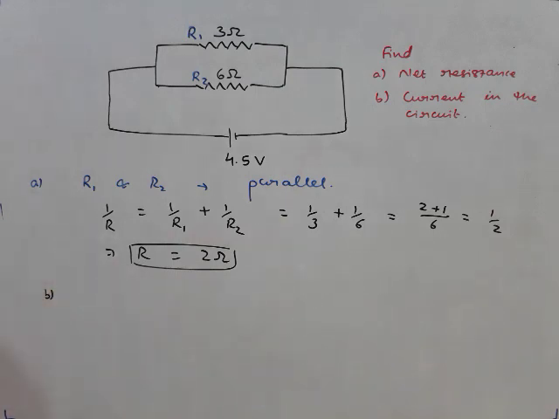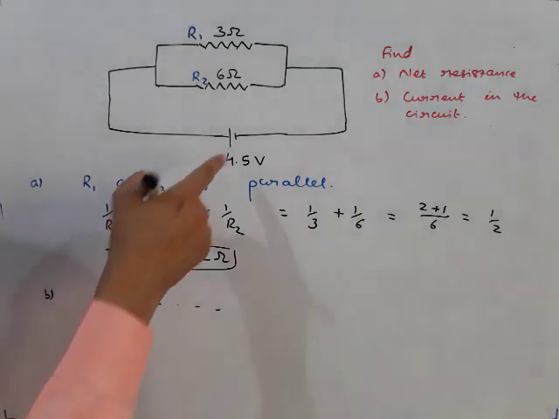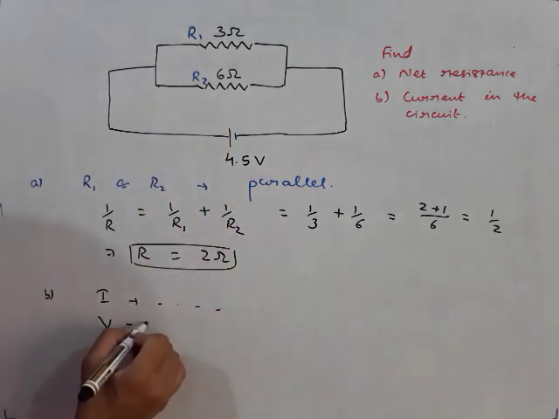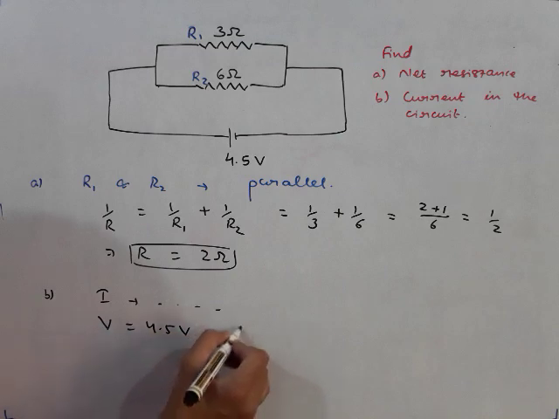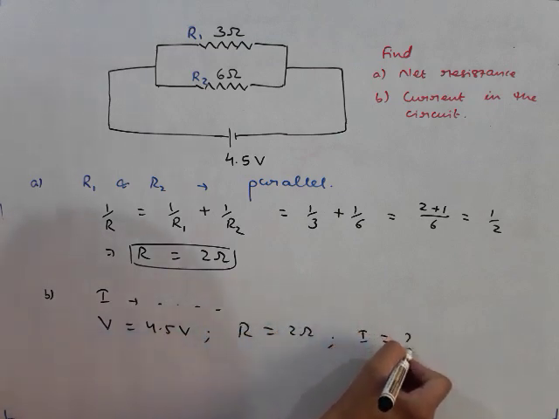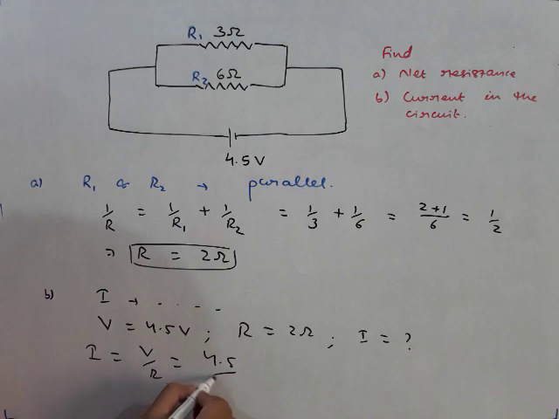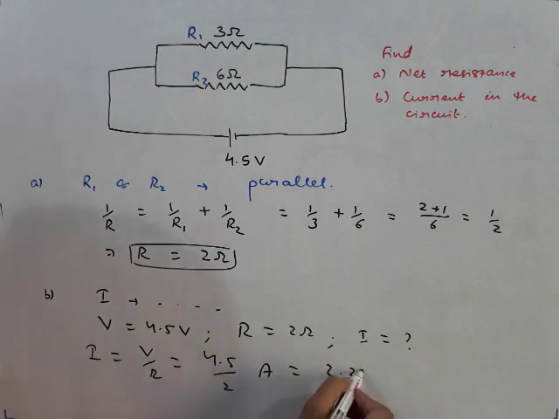Now current in the circuit. Let I be the current in the circuit. So what is the total voltage? V is 4.5 volts. Resistance of the circuit is 2 ohm. Current we have to find. So use Ohm's law. V is IR, so I will be V upon R. That is 4.5 upon 2 ampere. That becomes how much? 2.25 amperes. Is it clear, students?